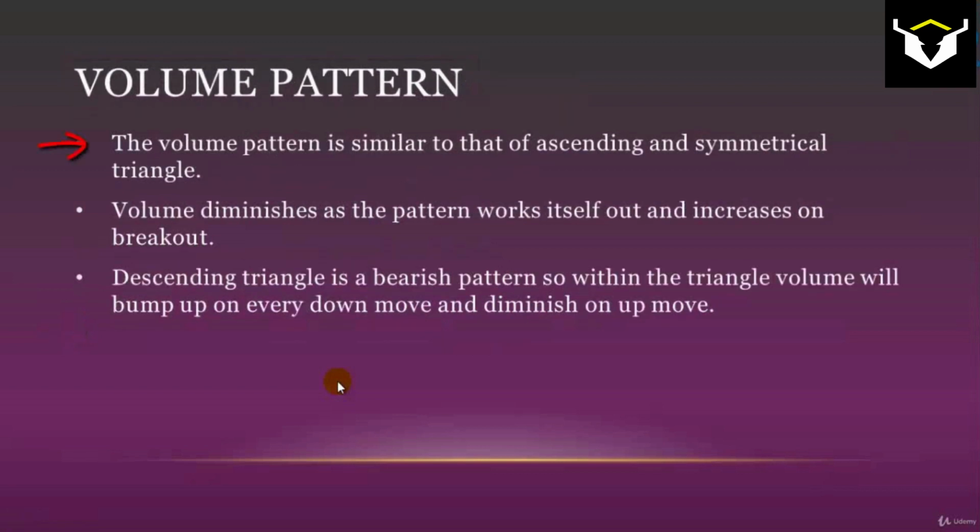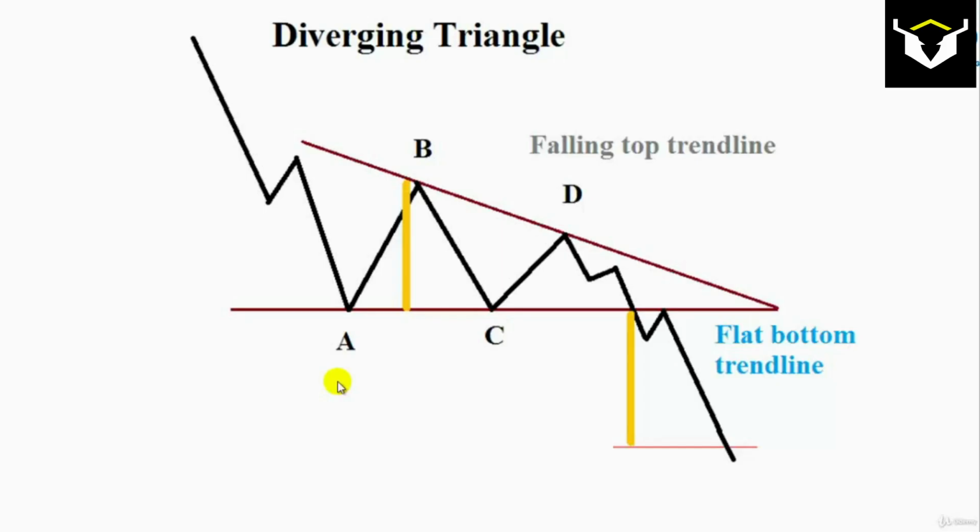The volume pattern is similar to that of an ascending and symmetrical triangle. Volume diminishes as the pattern works itself out and increases on breakout. Descending triangle is a bearish pattern, so within the triangle, volume will pump up on every down move and diminish on up move. This is how a descending triangle ideally looks. It has a flat bottom, whereas a falling top trend line. Price projection for a descending triangle is similar to ascending and symmetrical triangles.